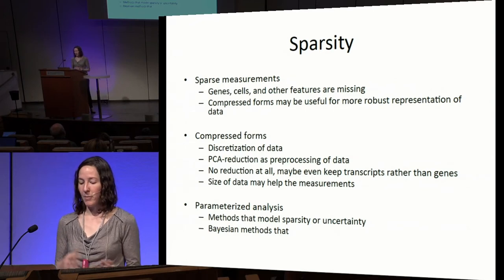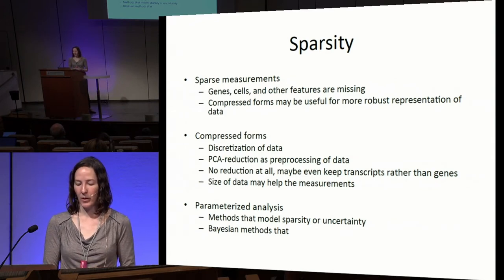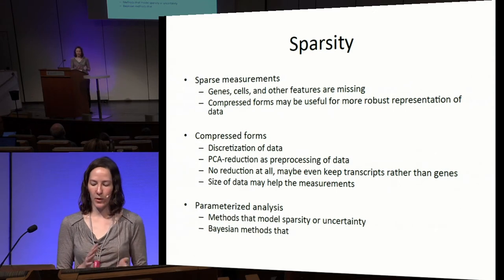We also talked about the fact that the amount of data we have may help us deal with sparsity in some cases. So for instance, if we're measuring correlation between two genes' expression with enough cells and enough data, we may actually just simply be able to throw out the ones where they're zero or we think they're dropping out. So the size of the data might help us cut corners in this case.